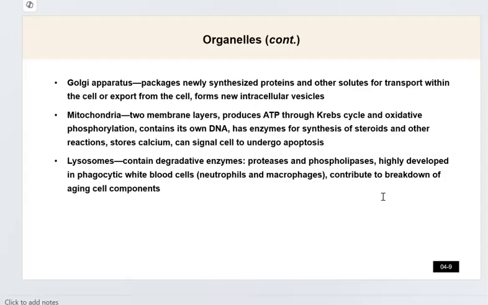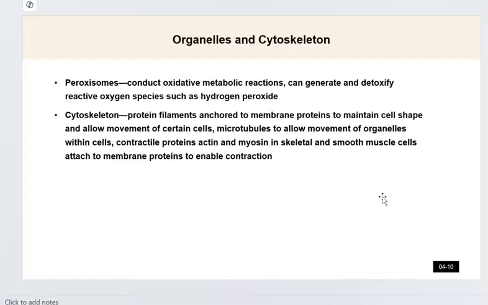The peroxisomes, they conduct your oxidative metabolic reactions. They can generate and detoxify reactive oxygen species, such as your hydrogen peroxide.